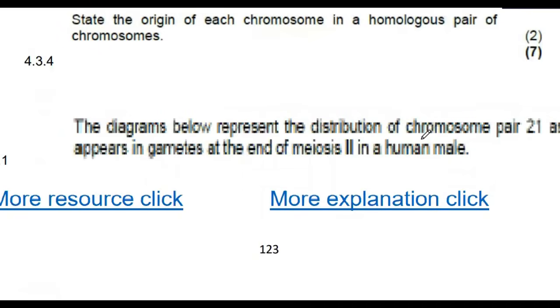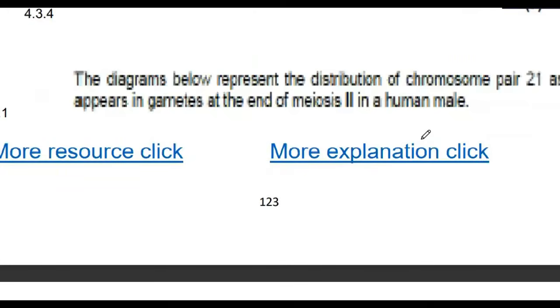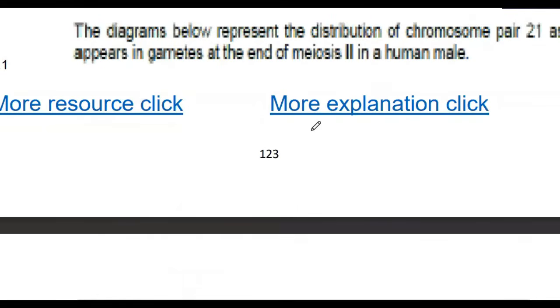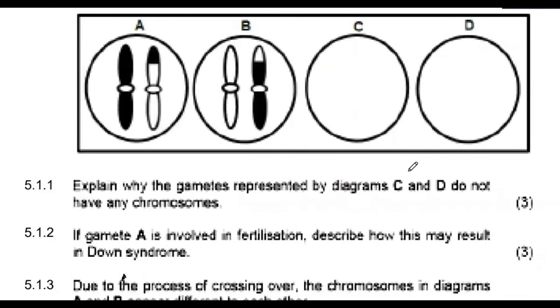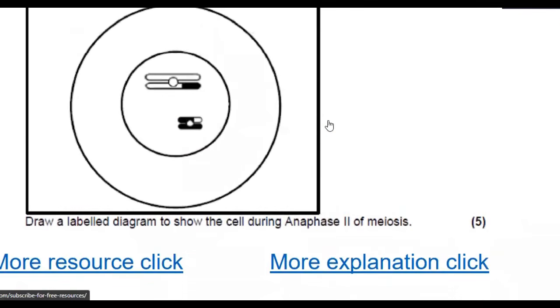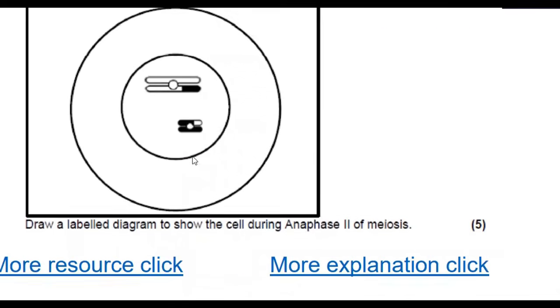Then they are saying that the diagram below represents the distribution of chromosome 21 as it appears in the gamete. So it's the same thing, guys. You always find almost the same diagrams, the same structures.